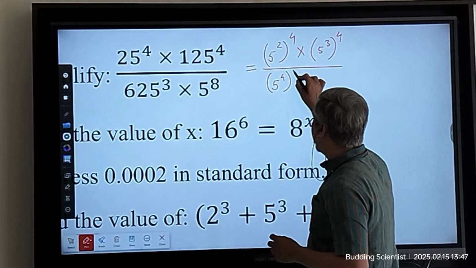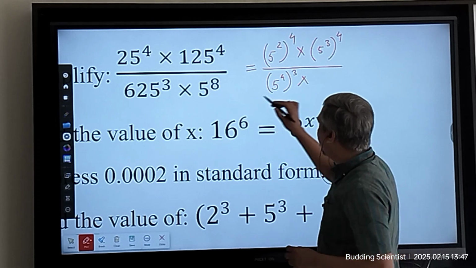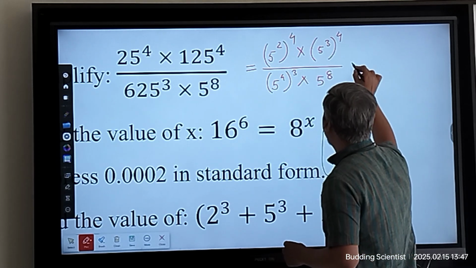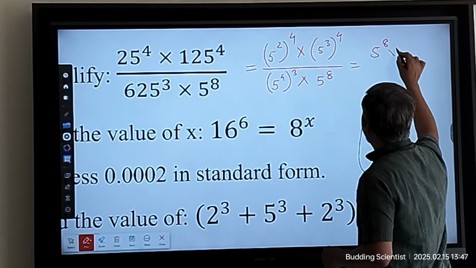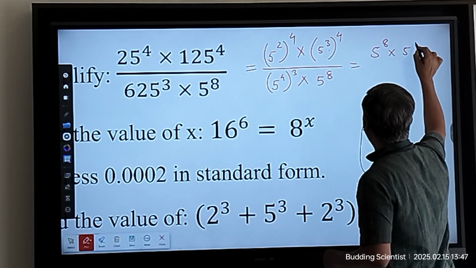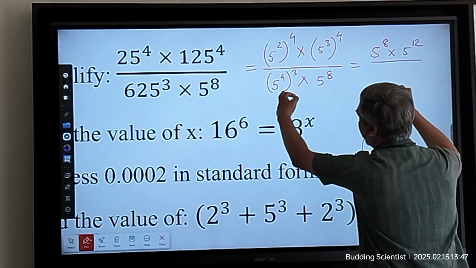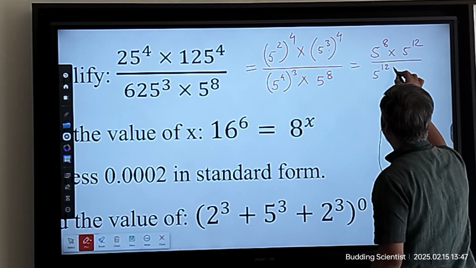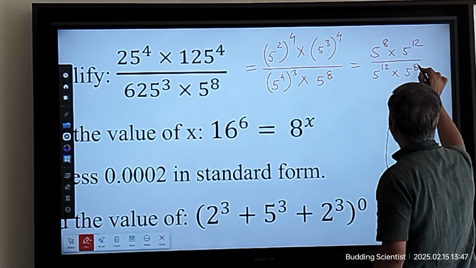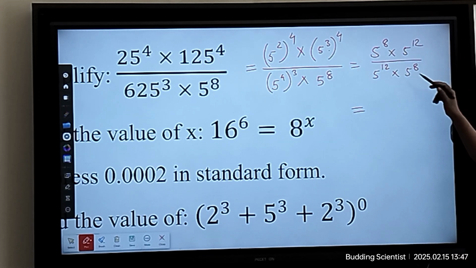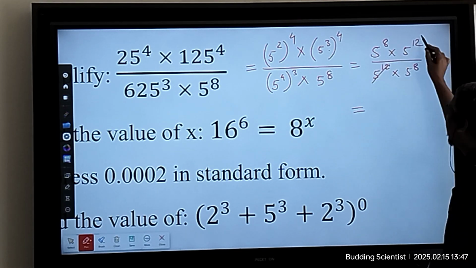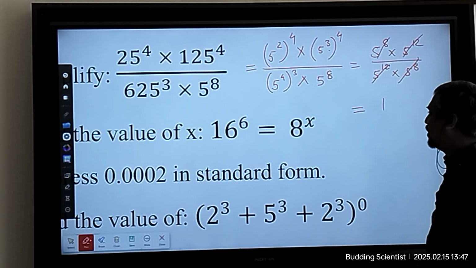5 raised to 4 bracket raised to 3, multiplied by 5 raised to 8, is equal to 5 raised to 8 into 5 raised to 12 upon 5 raised to 12 into 5 raised to 8. Now there is no need to solve further. It is 5 raised to 20 upon 5 raised to 20 anyway, but this gets cancelled anyway. The answer is 1.